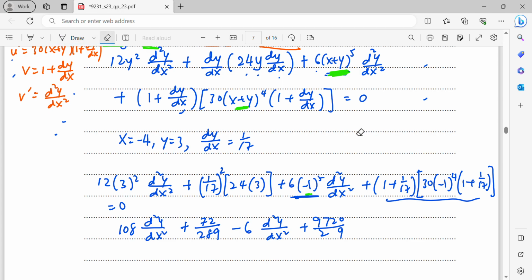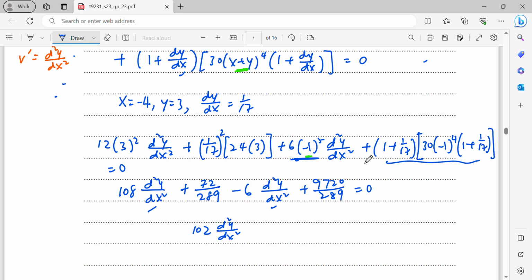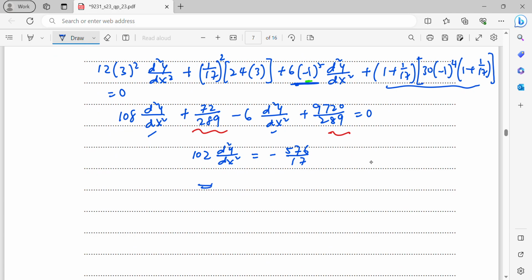Okay, so then you will get left hand then equals to 0. Now, the first and third term plus together is 102 d squared y over dx squared. Alright, and then for the remaining two terms, when you plus together and move to the right side, it will be negative 576 over 17. Okay, therefore, your d squared y over dx squared is going to be just the right side value divided by 102.